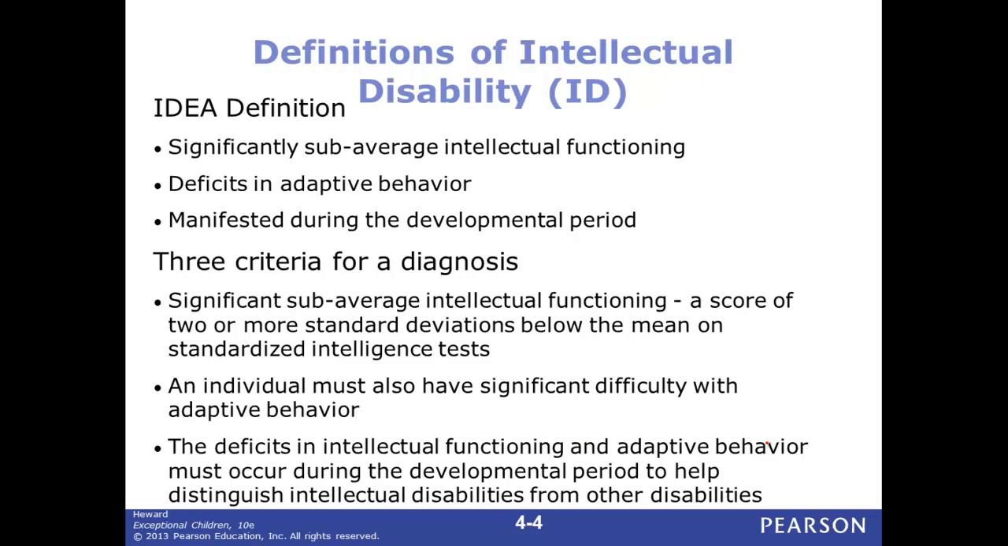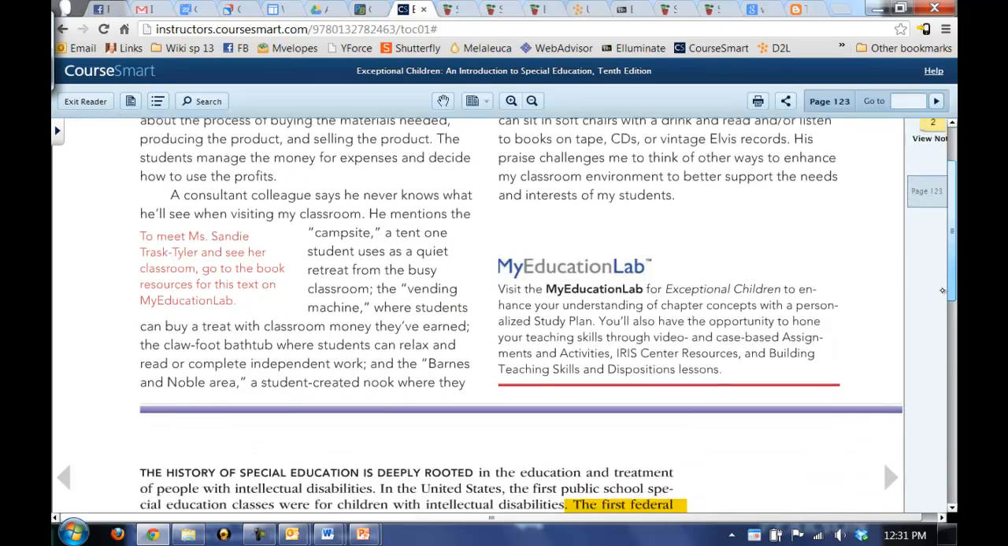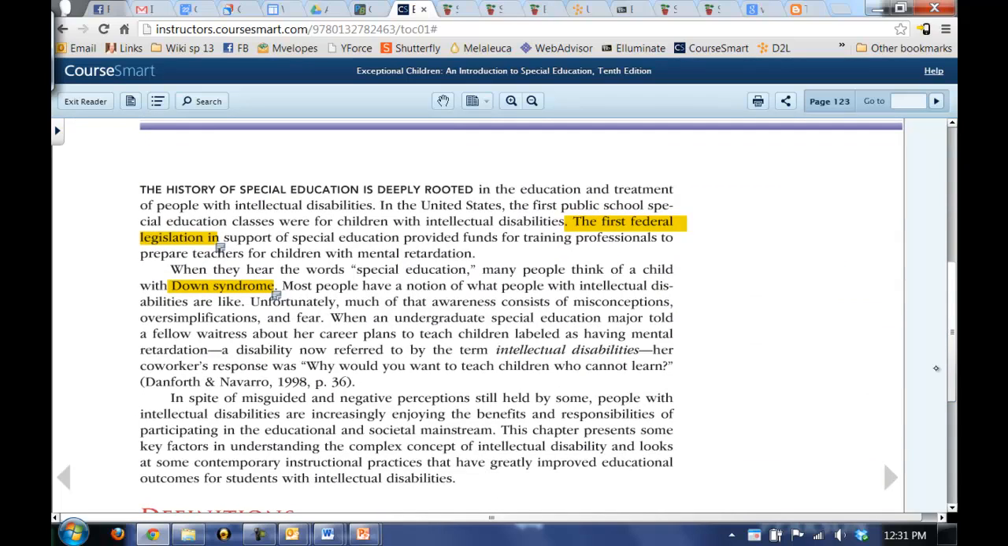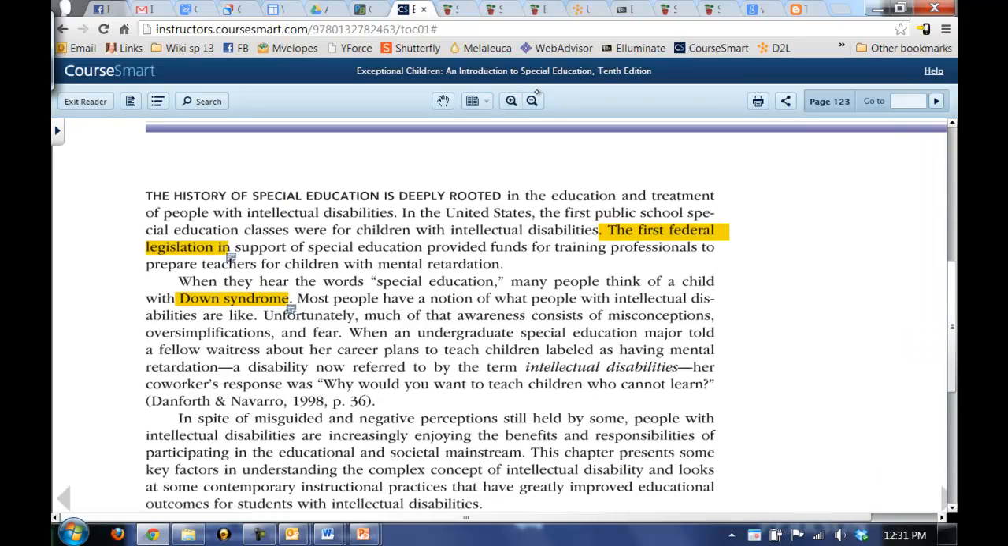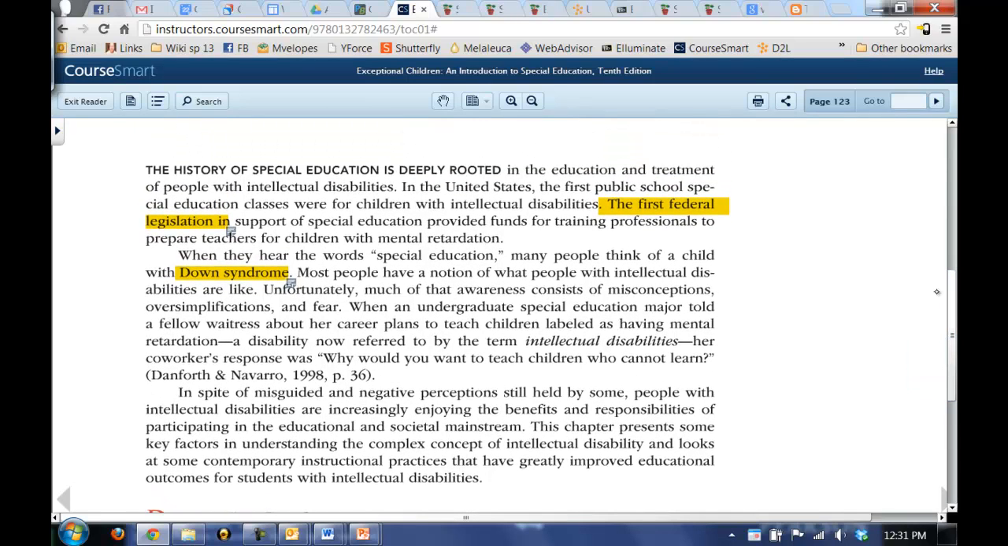So first of all, the definition. Let me come back here to the definition. It starts down here, historical perspective. First public school special ed classes were for children with intellectual disabilities. The first federal legislation support for special ed funds were for people with mental retardation. So the first training, because so often the mild disabilities that we recognize now didn't really exist. We didn't recognize them. We called them slow learners, but there was no special separation. But kids with mental retardation, now intellectual disabilities, were not hidden, were quickly visible.